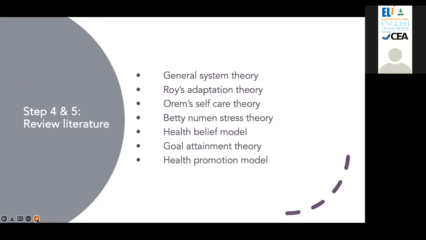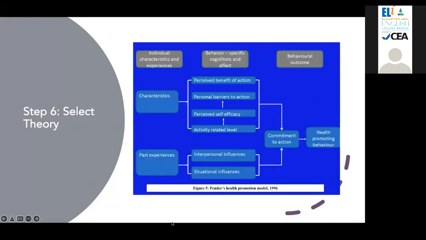Now, step 4 and 5 is to review the literature. In this case, there are different theories in relation to that topic, which is from medicine. And you will review the literature and you will choose the best one for your case. In this case here, we chose Pender's health promotion model. Now, this is the theory. So you select the theory and you present it in your research.